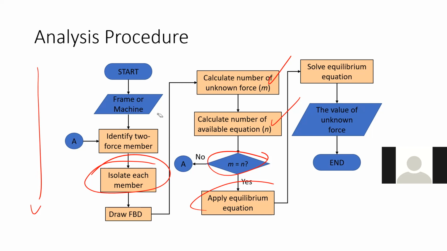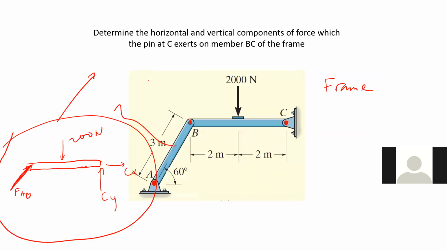After you draw the free body diagram, calculate the total number of unknowns, calculate the number of available equations, and see whether they match or not. If they match, then you can try to solve it. So basically that's the way to solve the frame and machine problem, okay.